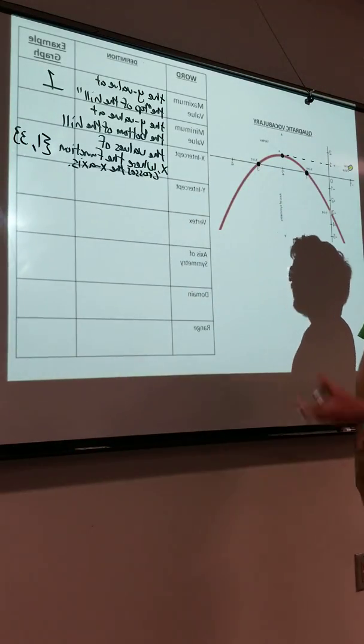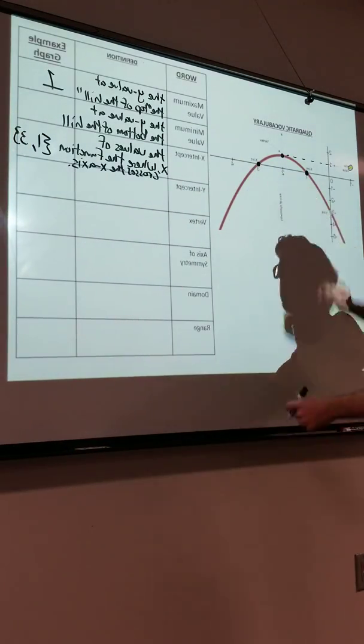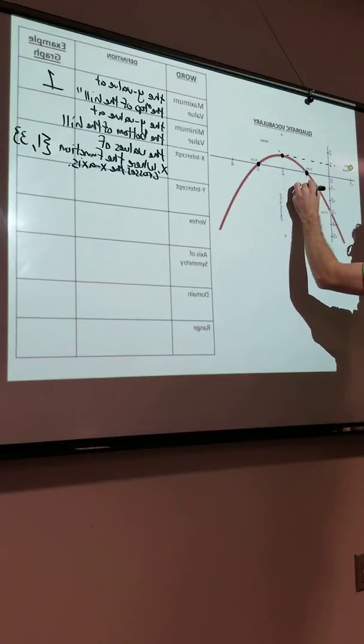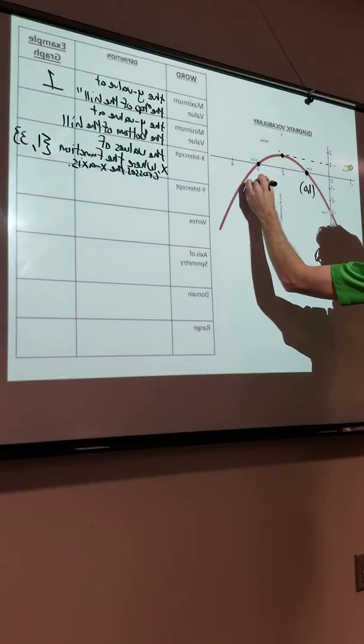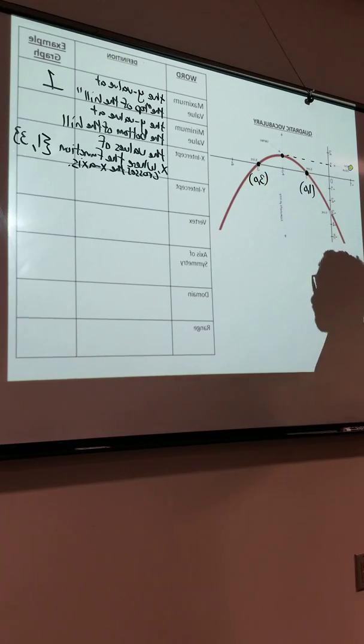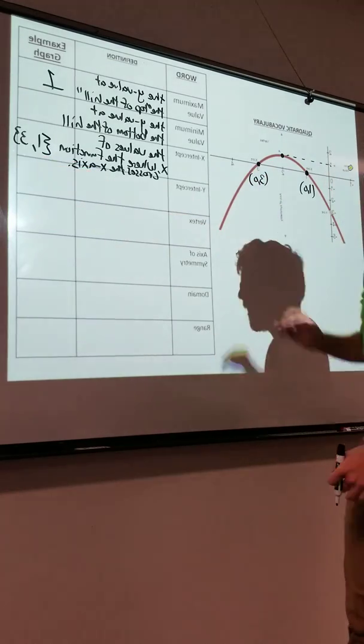Okay, and so there's other ways to write that. We could write each of these as a point. For example, (1, 0) or (3, 0). And so those are two different ways of representing the same idea.